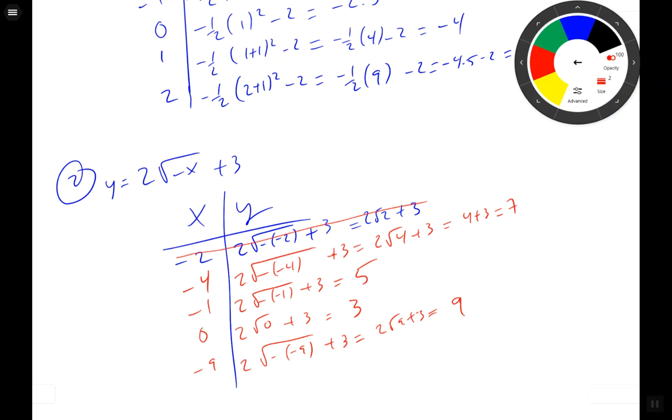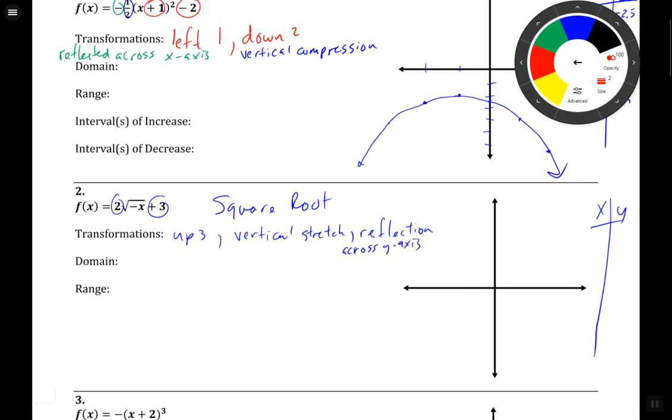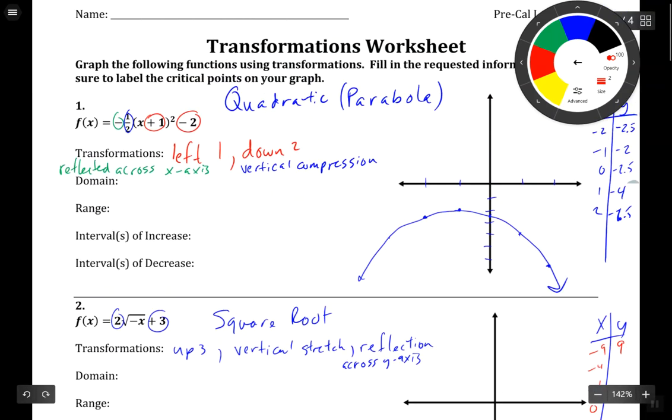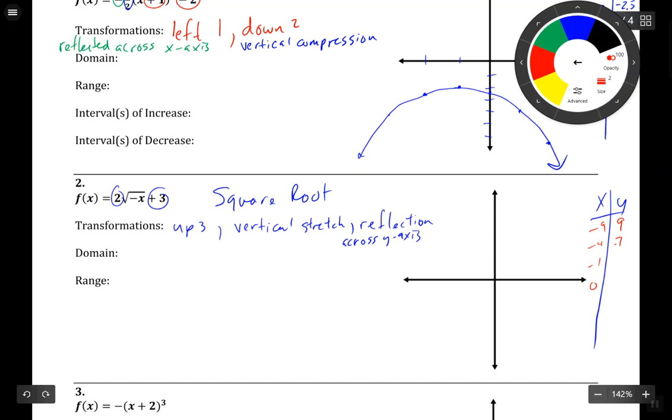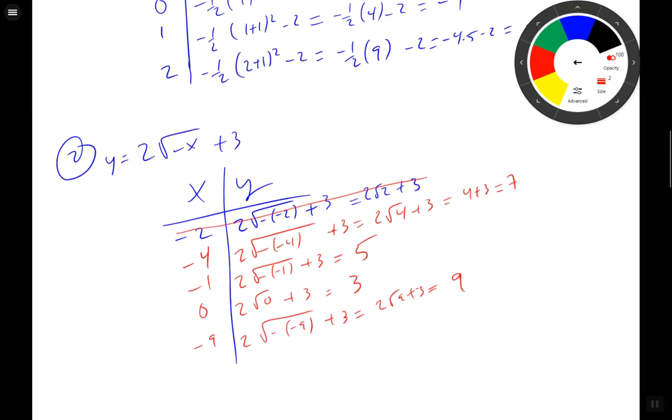Yours is a lot easier than this. This is harder than what I gave you on your quiz. Shall we keep going? So I have the points, and I like them. Negative 9, negative 4, negative 1, and 0. Negative 9 was 9. Negative 4 was 7, negative 1 was 5, and 0 was 3, wasn't it? Did I get that right? So I got 9, 7, 5, 3.